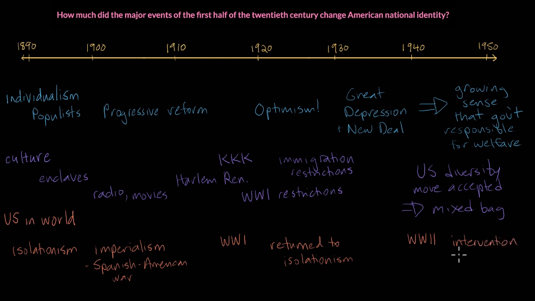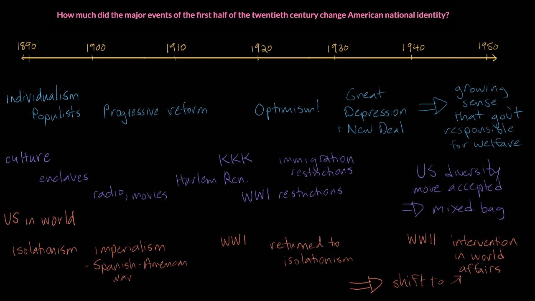So this, too, is a major shift, from outright isolationism to imperialism to interventionism. The events of the first half of the 20th century changed the core belief that the United States was better off staying out of world affairs into the belief that U.S. involvement was crucial to maintaining order in world affairs. So given the evidence we've compiled here, which major events of the first half of the 20th century had the greatest impact on national identity?